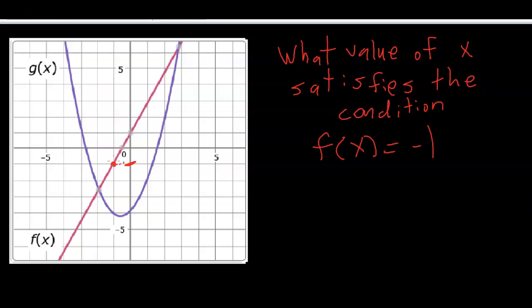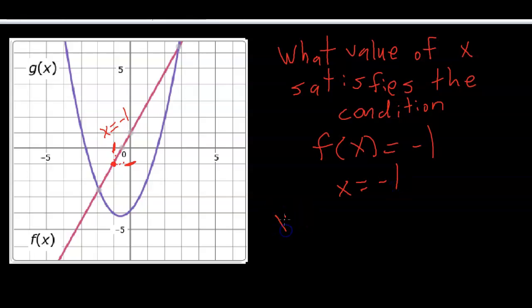That point is right here. Now to find the corresponding x-coordinate of the function at that point, we're going to look either straight up or straight down, in this case straight up to the x-axis, to find what the x value is at this point. And that x value is actually also, in this case, -1. So what value of x satisfies the condition f of x equals -1? That value is x equals -1.